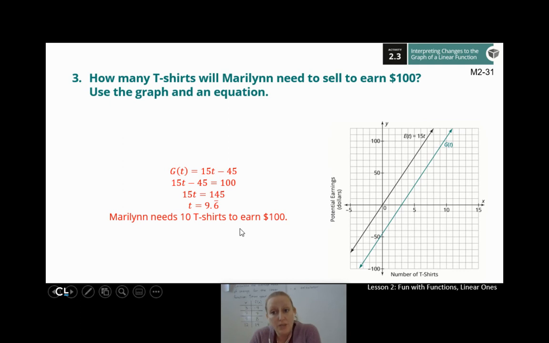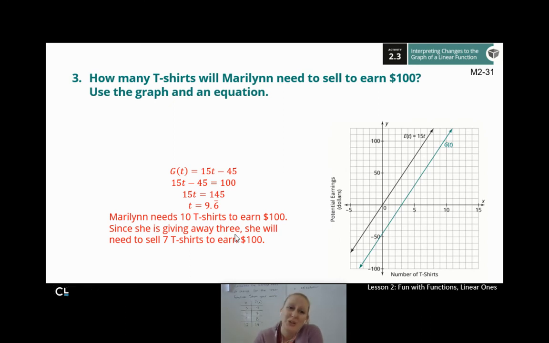Of course, I did mention that you could also use the graph. By the way, the only reason she has to sell more shirts, remember, is that she's giving away 3 shirts. Earlier we said she only needed to sell 7 shirts, but now that she's giving away 3, she's going to need 10 to earn her $100.